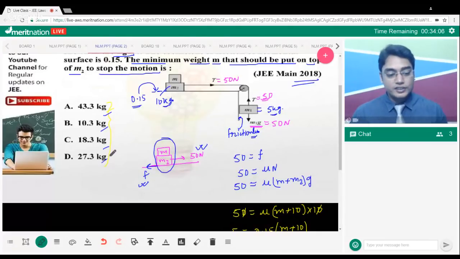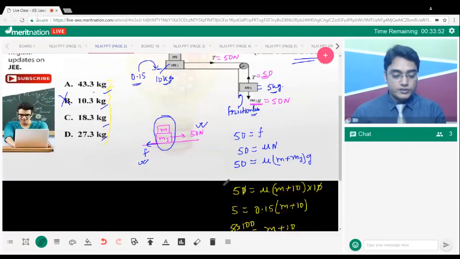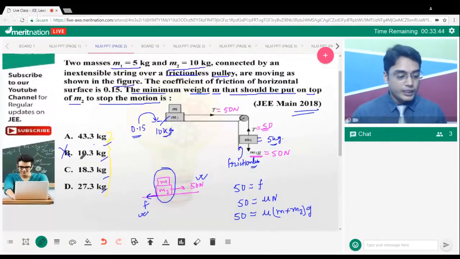But see, in this question it is given that you have to obtain the minimum weight. So obviously 10 kg cannot be the answer, 10.3 cannot be the answer, because the minimum weight we have obtained is 23. So 10.3 and 18.3 cannot be the answer. So out of A and D, which one is more appropriate? Obviously option D is more appropriate. That's why D is the correct answer.